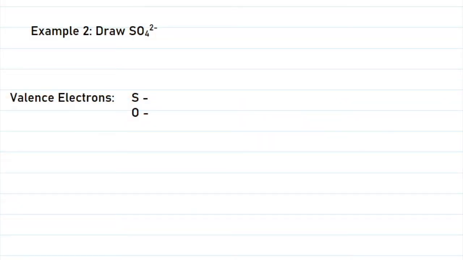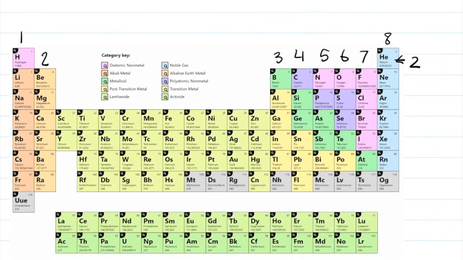Alright, so for our next example, we're going to be drawing the Lewis dot structure for sulfate, which in this case is an ion since there's a 2 minus over here. Our first step is to calculate the total amount of valence electrons for sulfur and oxygen. We can do that by looking back at our periodic table again. We see that sulfur and oxygen both have 6 valence electrons.